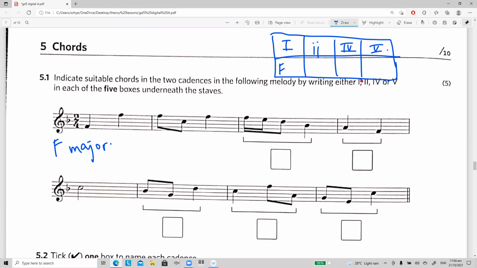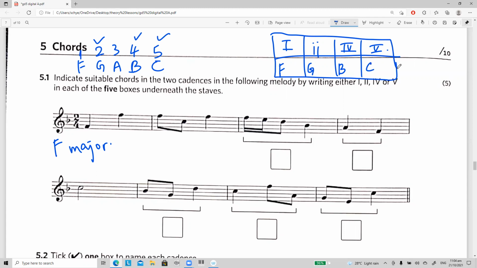For chord 2, if you look at the F major scale: F, G, A, B, C. So the first note is F, second note is G, third note is A, fourth note is B, fifth note is C. So chord 2 should start with G. For chord 4, the fourth note is B in F major, so you should start with B. And then the fifth note is a C, so the fifth chord should start with C.